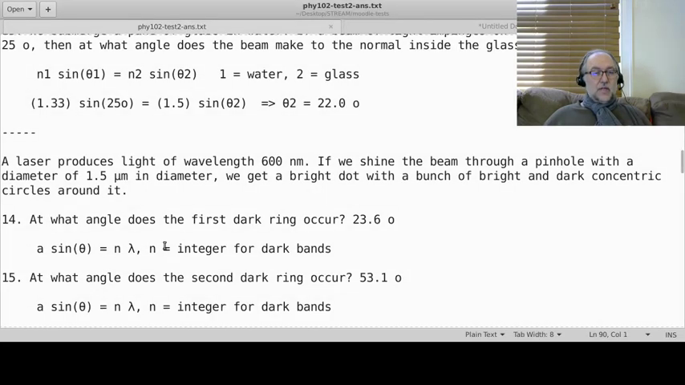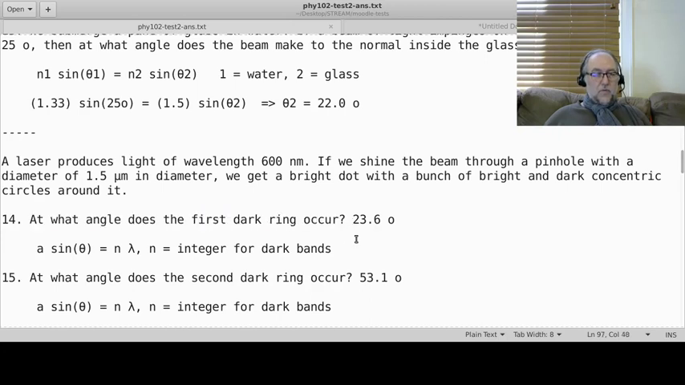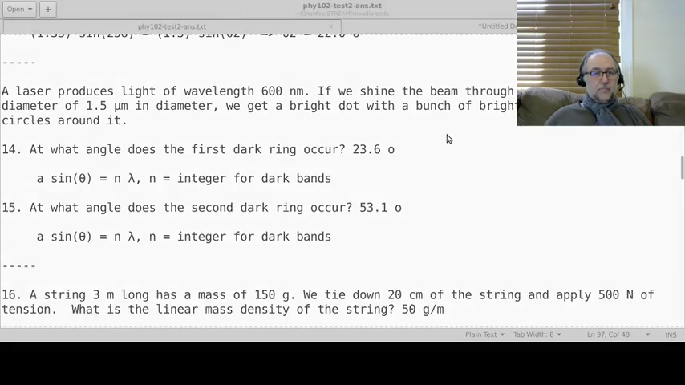And so the formula for single slit is this one right here. And it's only for the dark bands. All right, and so I asked the question, at what angle does the first dark ring occur? So let's take a look at that, and let's substitute in the numbers.